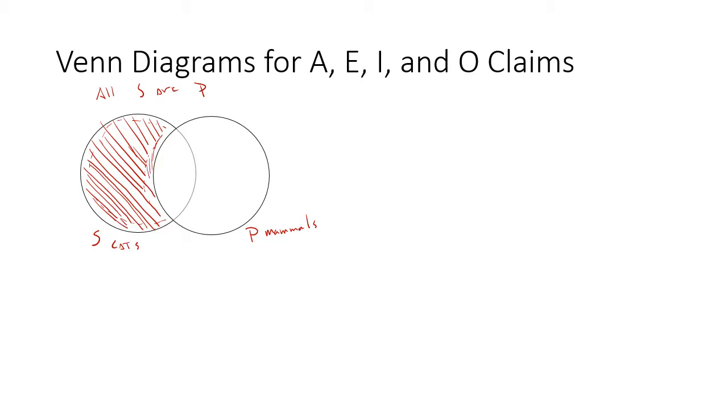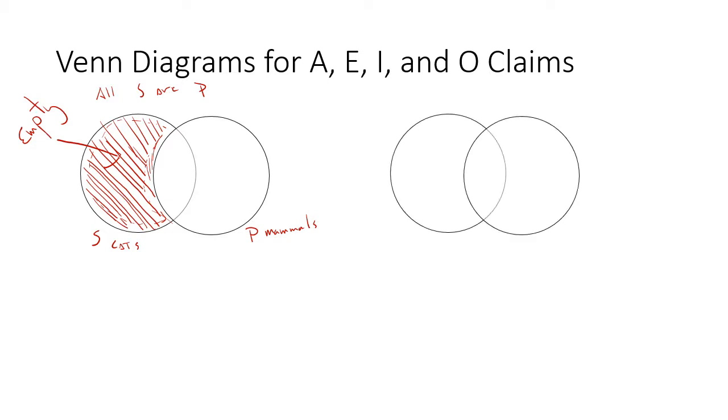Shading might mean something else elsewhere, but just keep in mind that in this case, if you see something shaded in, that means that area is empty. So just write that down here: shading sort of means empty. And so all A claims, no matter what, are going to be represented visually in that way, with a crescent shaded in.